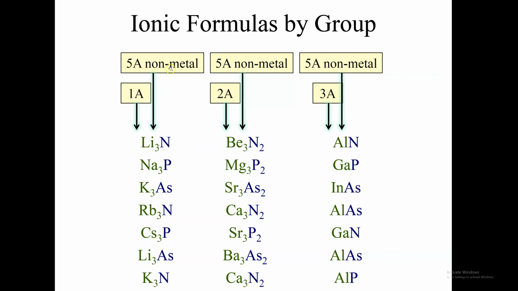For group 5, you can also bind group 5 with group 1, so lithium nitride, sodium phosphide, etc. And you could also bind group 2 with the nonmetals in group 5, and then group 3 with group 5. And so as you can see, you actually drop them down from a 3 to basically 1s.